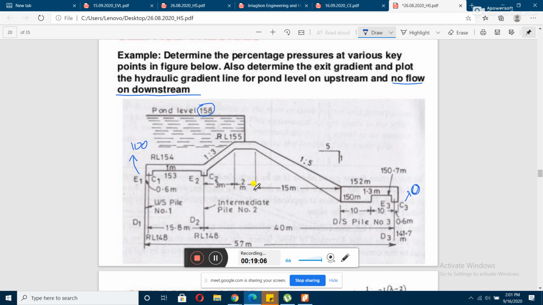So what are the rest of the values that we have to calculate? That is C1, E2, D2, C2 and E3, D3. The other two extreme values are known to us, because the pressure head here will be maximum at E1, right.